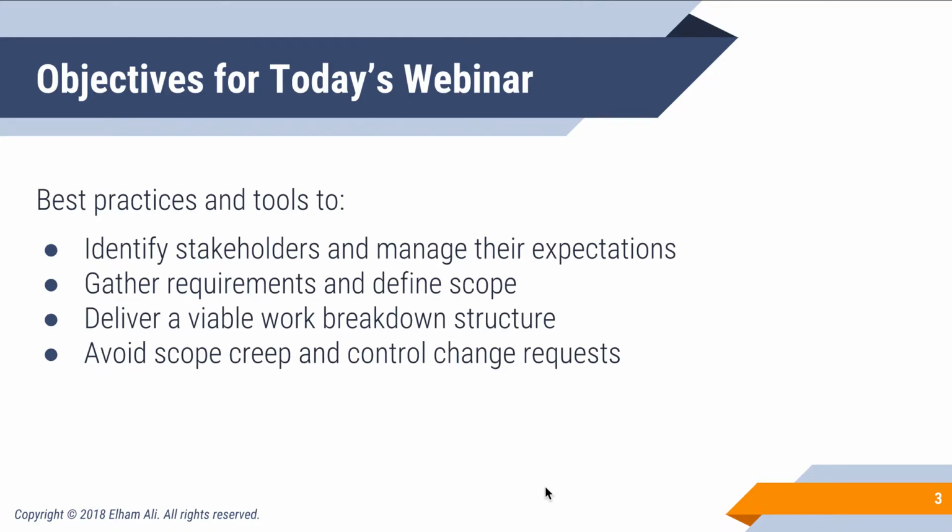The second objective today is to gather sound requirements according to best practices, and how do you document your scope in a way that you can control it and validate it. And the third is to deliver a viable WBS, or as we know it, a work breakdown structure. And the last is probably the most important for you, is avoiding scope creep and controlling these change requests that you might be getting a lot during your project.